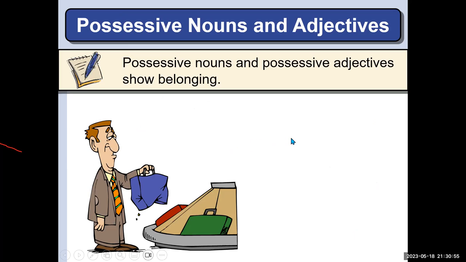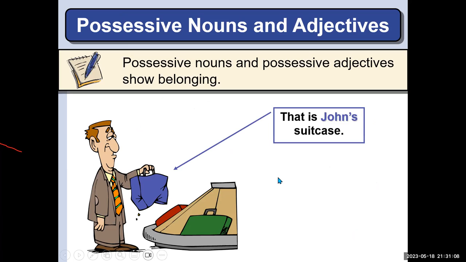I'm going to read this. Possessive noun and possessive adjective show belonging. We already talked about this. What I'm doing is giving you extra information so that all of you can understand the topic. Okay, take a look at this. This is John's suitcase. That is John's suitcase. It's talking about this one.